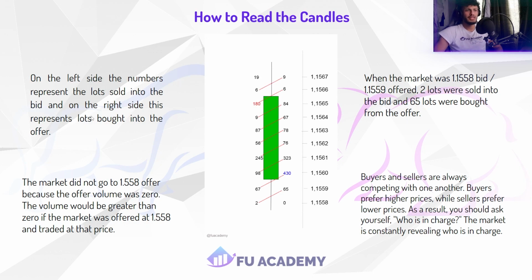Now on the left side, the numbers represent the lots sold into the bid, and on the right side, this represents lots bought into the offer. So this is the bid side. You'll hear this a lot: bid and offer. So this is the bid and this is the offer.